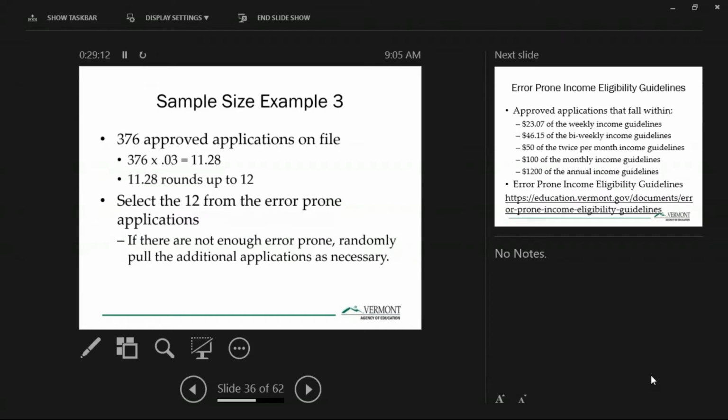If you have 376 approved applications on file as of October 1st, 376 times 0.03 is 11.28. 11.28 rounds up to 12, and you're going to select those 12 applications from your error-prone applications. And if there aren't enough error-prone, you're going to randomly pull the additional applications to make up that number.